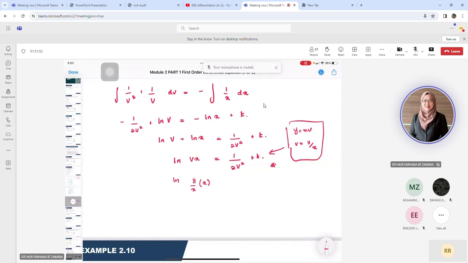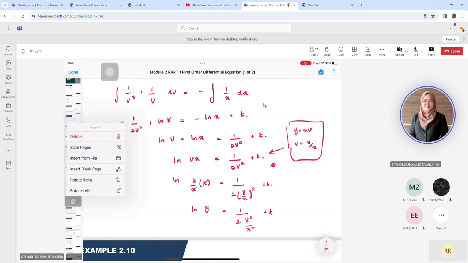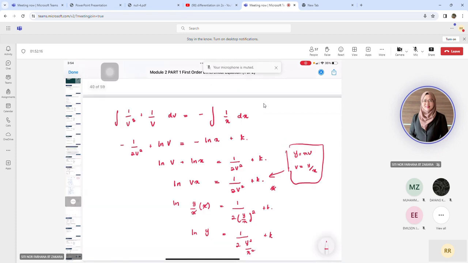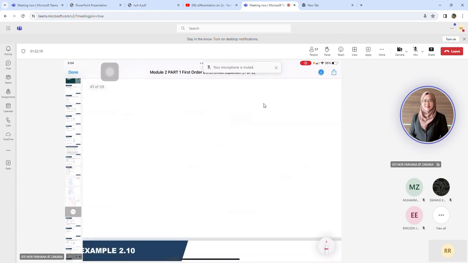So replacing in this, you will get ln y over x times x equals to 1 over 2 y over x power of 2 plus k. So this one can cancel out. So this one is only ln y. And this one is 2y power of 2 over x power of 2 plus k. This one we can simplify by multiplying with exponential. So ln y equals to x power of 2 over 2y power of 2 plus k.